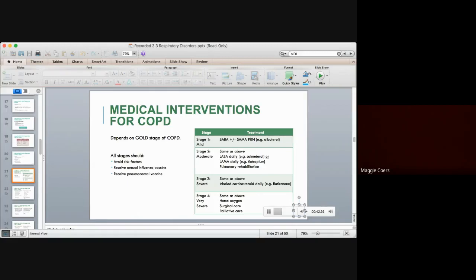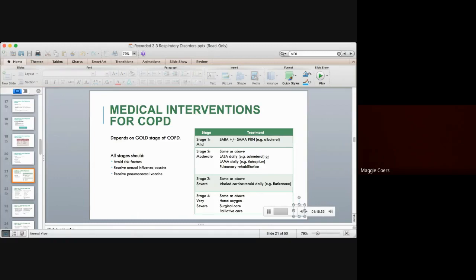In stage 2, we also prescribe a SABA or a SAMA PRN, but we also add a long-acting one, a LABA or a LAMA. These can be given once a day or twice a day, depending. It's also a good idea at this stage to add pulmonary rehab, because by this moderate stage, the older adult is really in a frame of mind to notice that the COPD is starting to affect their daily living, and they want to make things better.